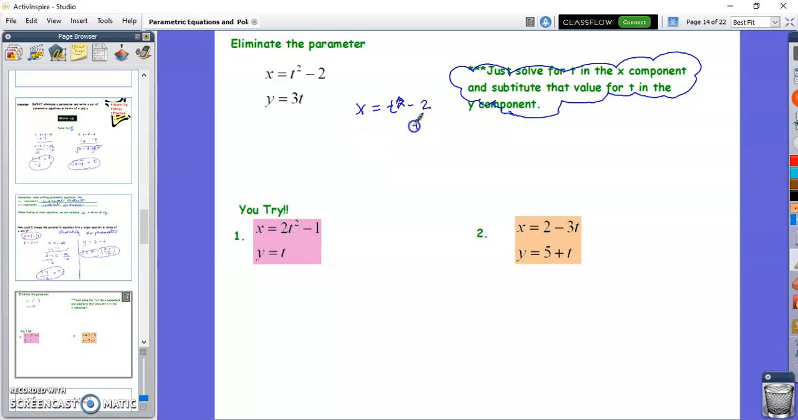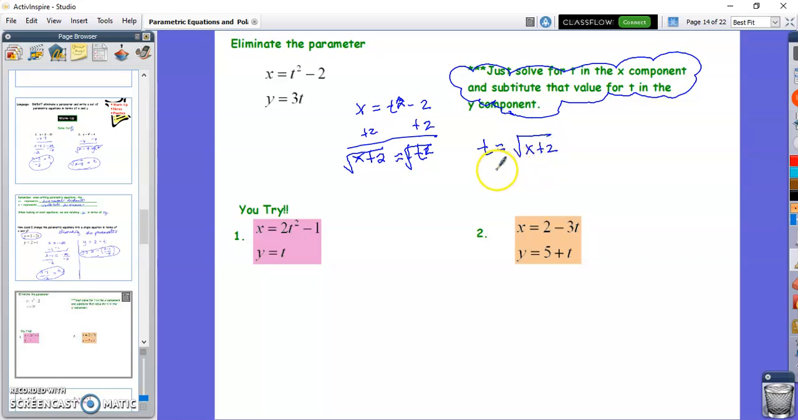Solving for t, I'm going to add 2 on both sides. So the left side will give me x plus 2 equals t squared, and since negative 2 plus 2 is 0, that gives us 0. Solving for t, I'm going to square root both sides, and my t is going to be equal to the square root of x plus 2.